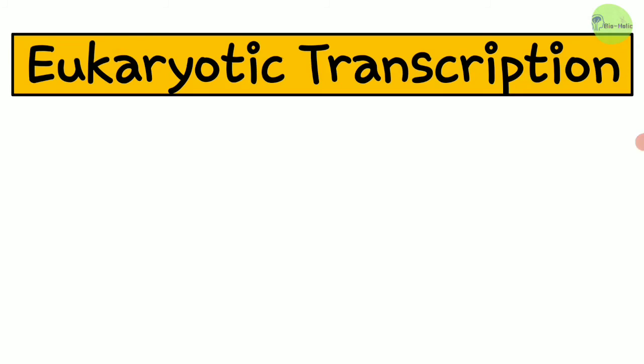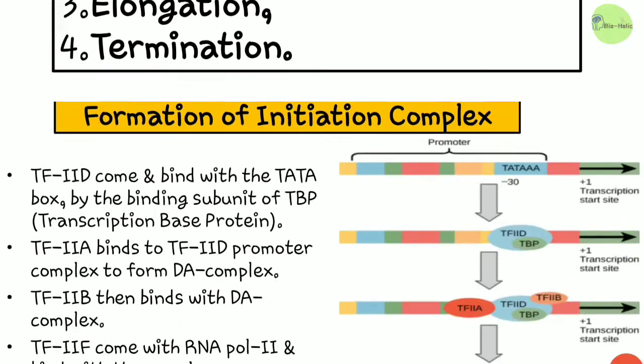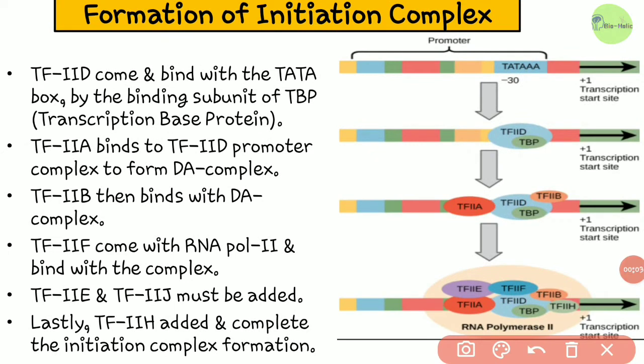Though there are 3 steps in case of prokaryotes, in case of eukaryotes there are mainly 4 steps in transcription: formation of the initiation complex, initiation, elongation, and termination. Now let's see the process of formation of the initiation complex in case of eukaryotes.